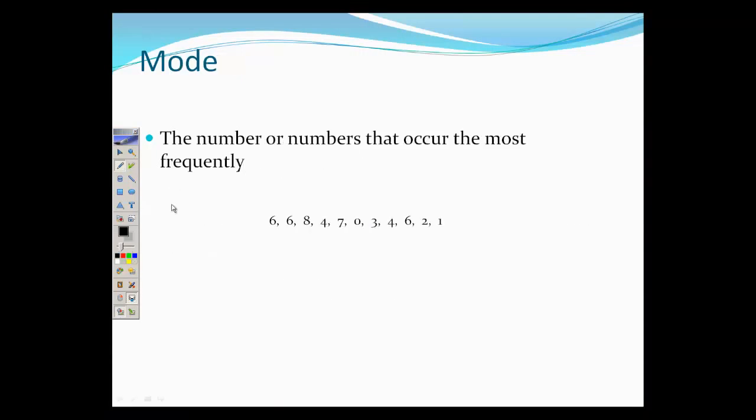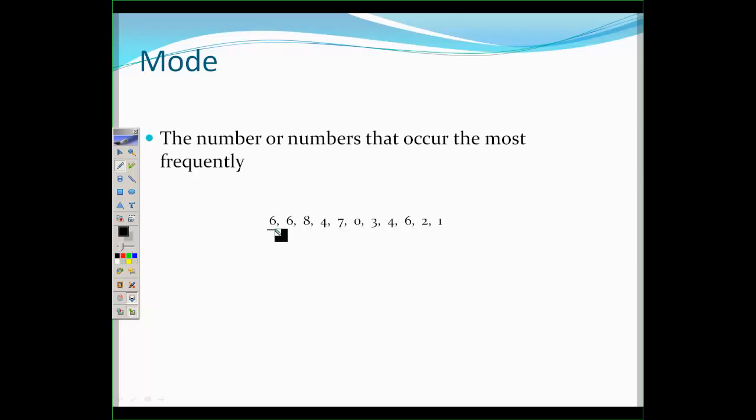Moving on, let's talk about the mode. The mode occurs, or is the number that occurs the most times. In this data set, we have numbers repeated. We have 3 6s, we have 2 4s, and those seem to be my only repeated numbers.